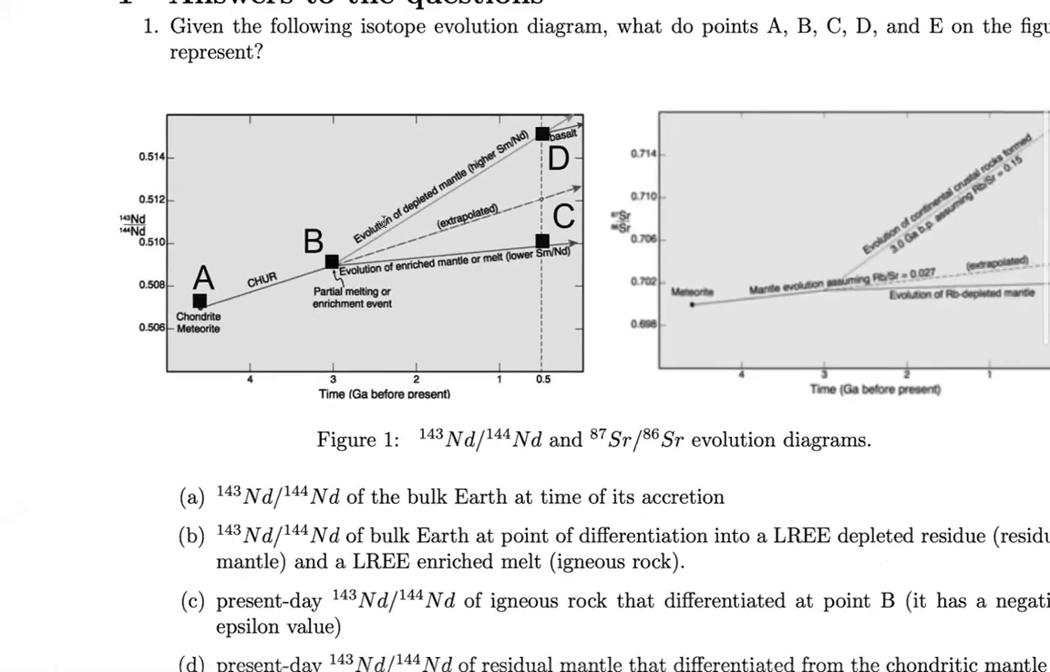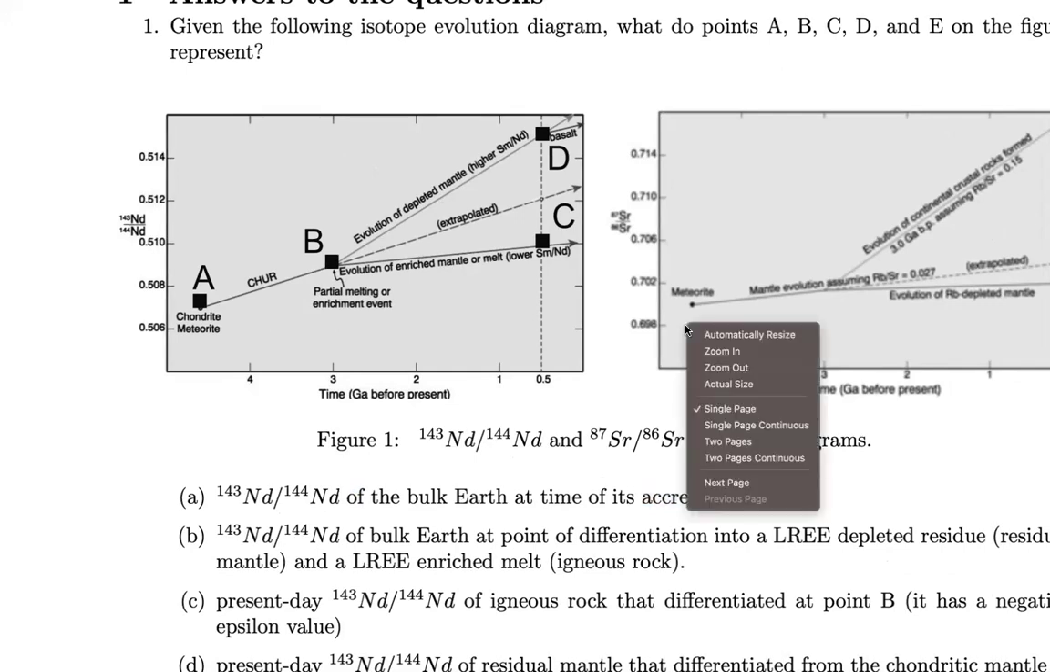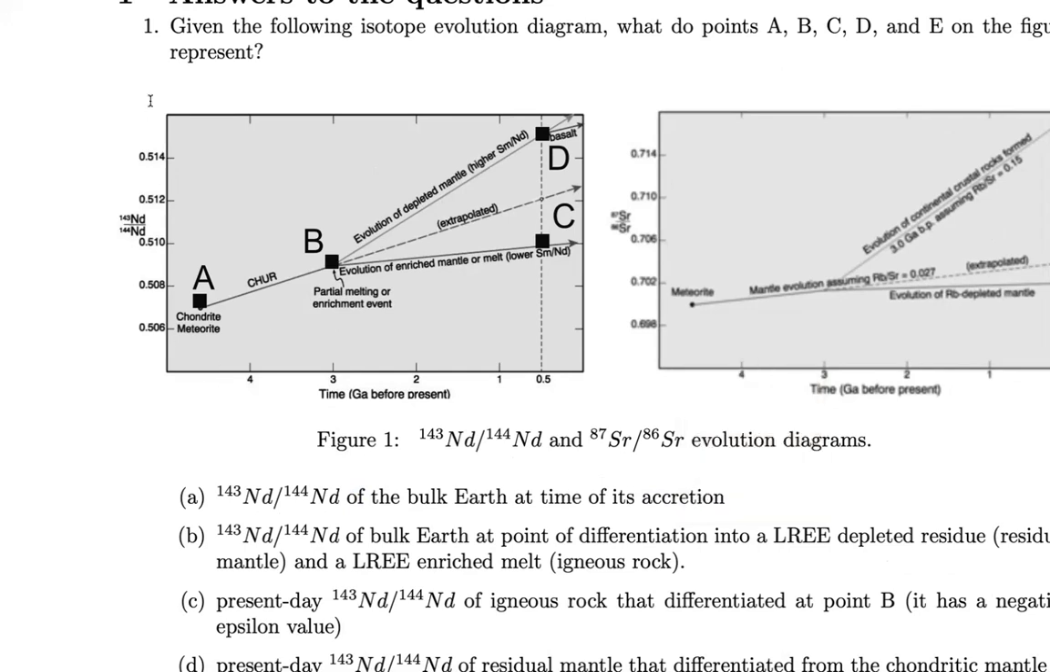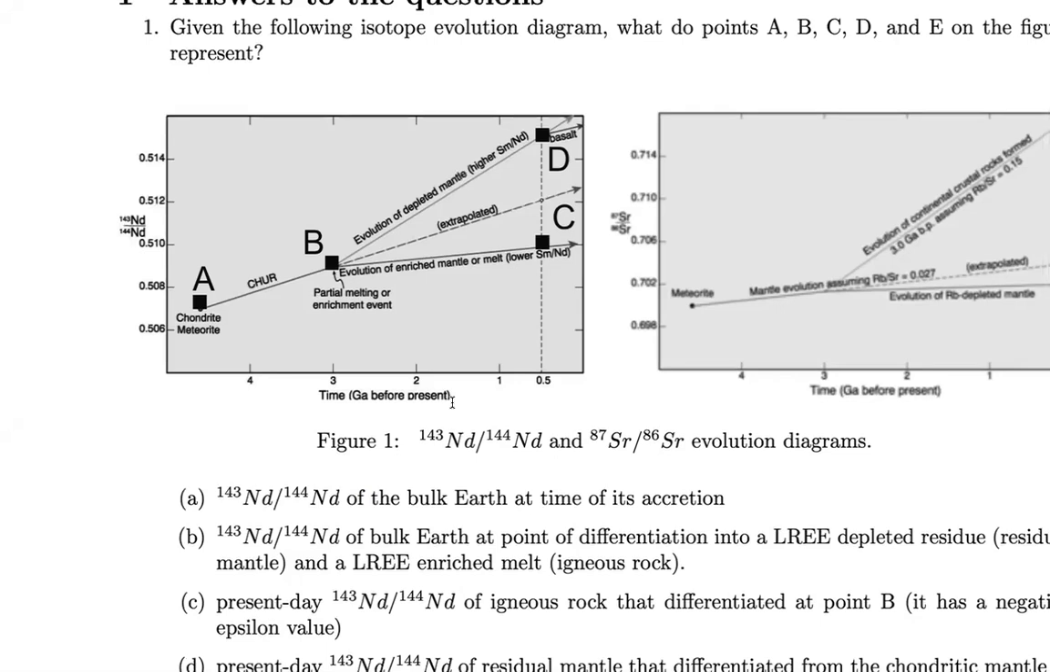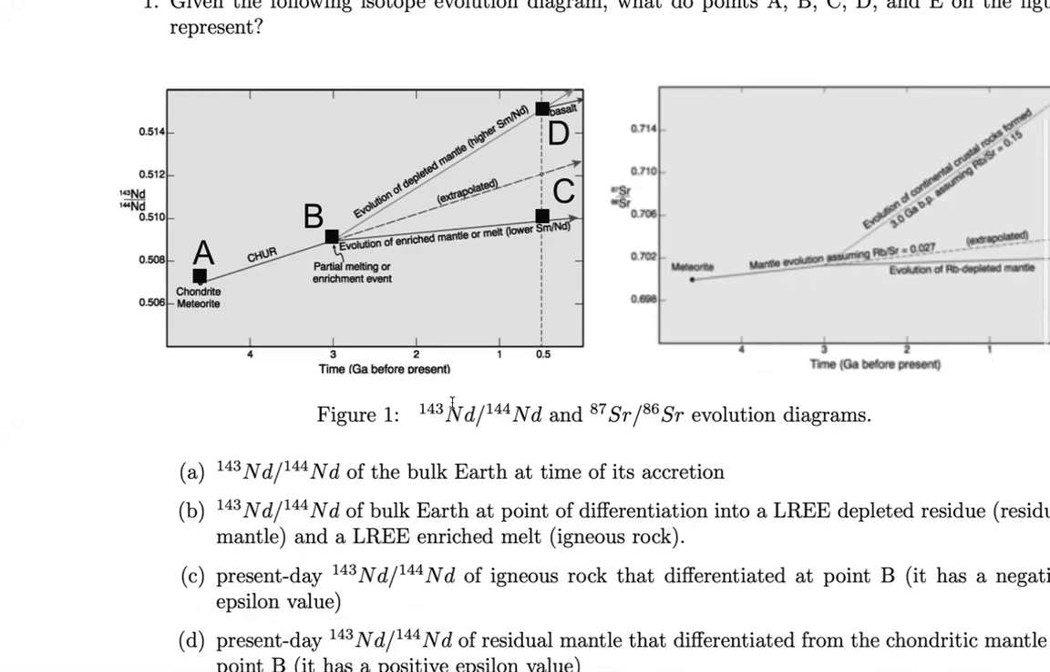The primordial composition of the Earth. That means the samarium neodymium composition at the time of accretion of the Earth, right? Because this is the diagram with neodymium versus time, right? Don't get confused with the isochrone diagram. This is not the isochrone diagram. This diagram shows the time evolution, right?